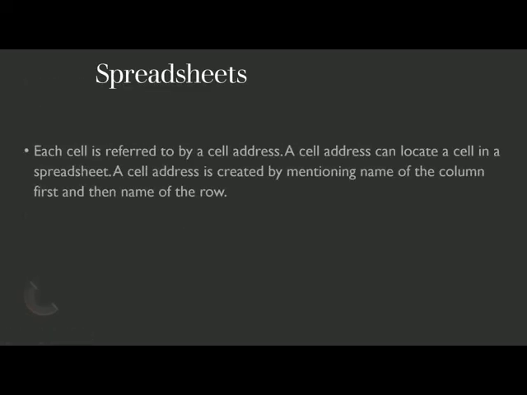Each cell is referred to by a cell address. A cell address can locate a cell in a spreadsheet. A cell address is created by mentioning the name of the column first and then the name of the row. This indicates that the identification or location of the cell is provided by the column name first, then the row name or row number.